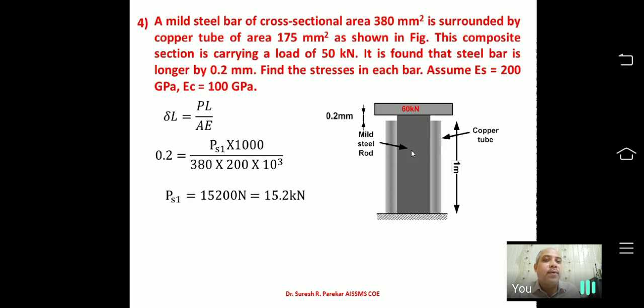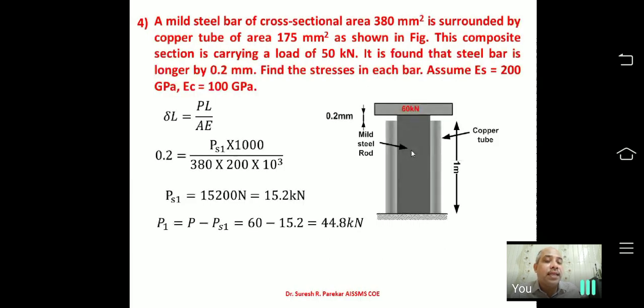Now don't think the value of L of mild steel will be 1000 plus 0.2. If you put 1000 plus 0.2, that will not change your answer, because in comparison with 1 meter, 0.2 millimeter is negligible. Now once I know this, the force remaining is P minus PS1, that is 60 minus 15.2, and that gives me the value as 44.8 kilonewton.